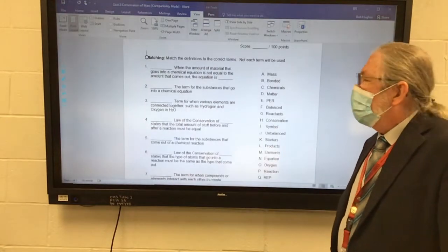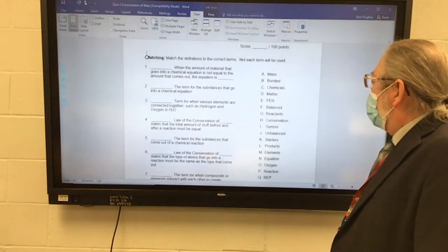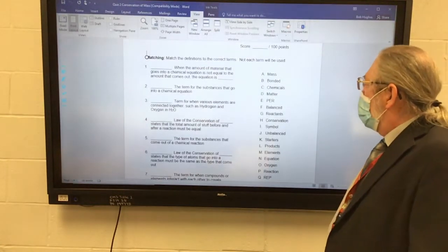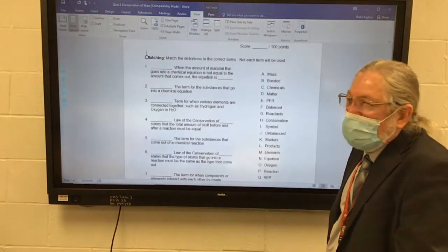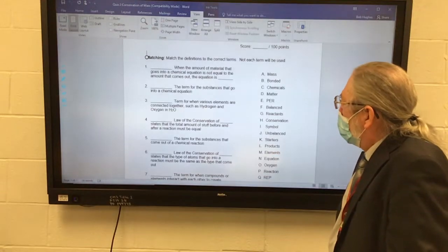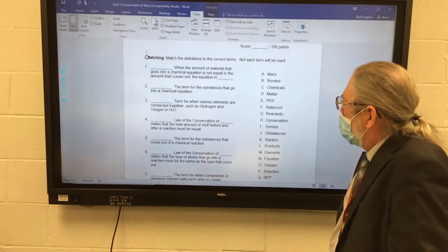Can you read the question? Yes, I will. This is the law of conservation of something, which states that the total amount of stuff before and after a reaction must be equal.